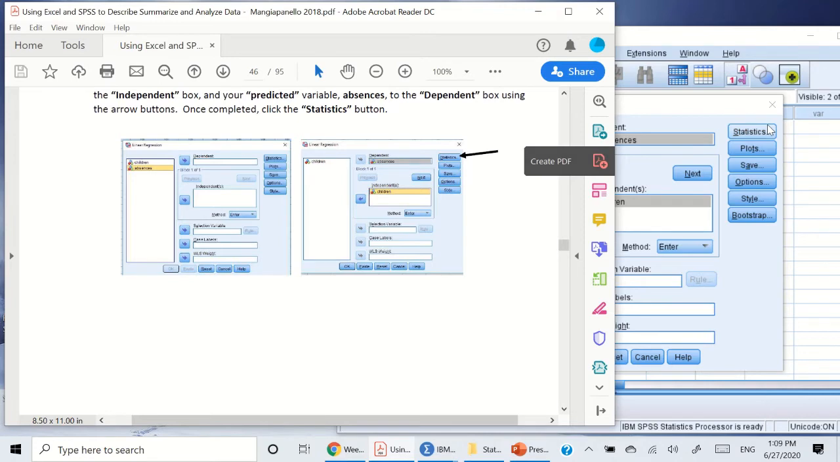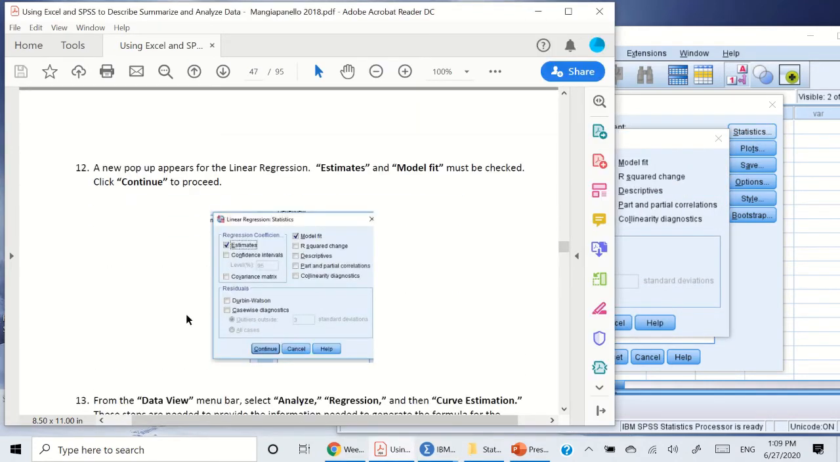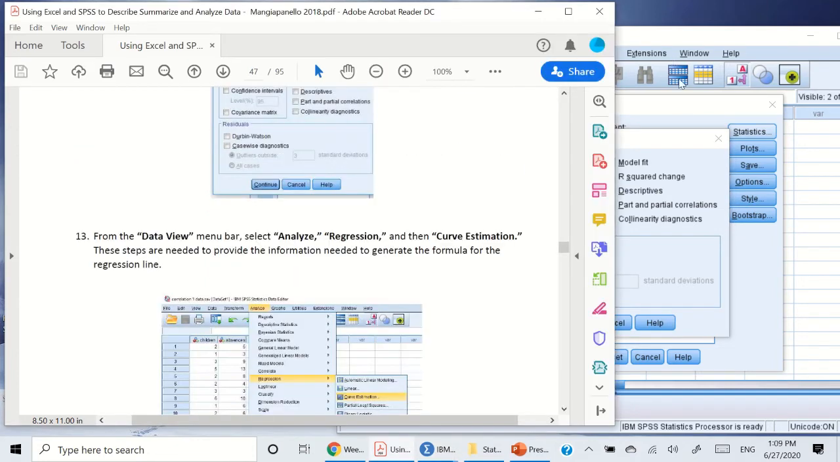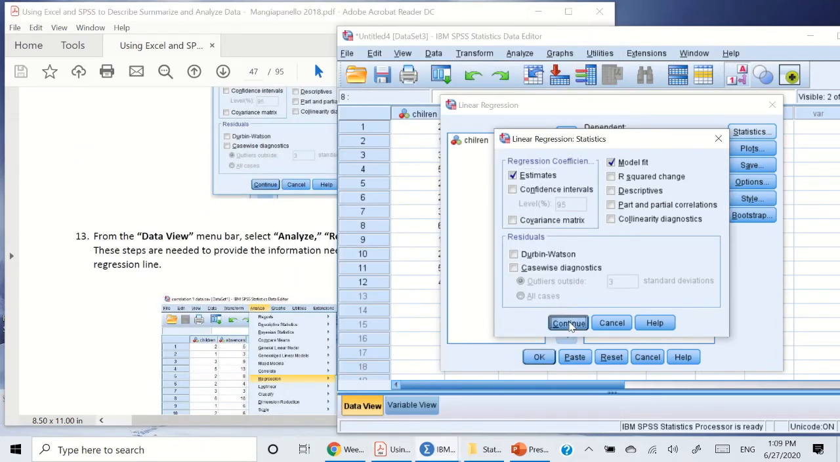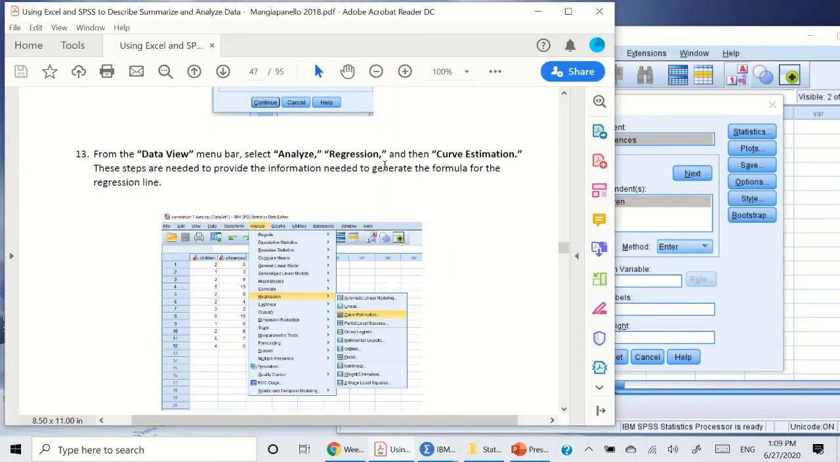Now let's click on the statistics button. What do we need to check? Model fit. So we need to check model fit and estimates. Okay, I think we are good. Let's click continue.